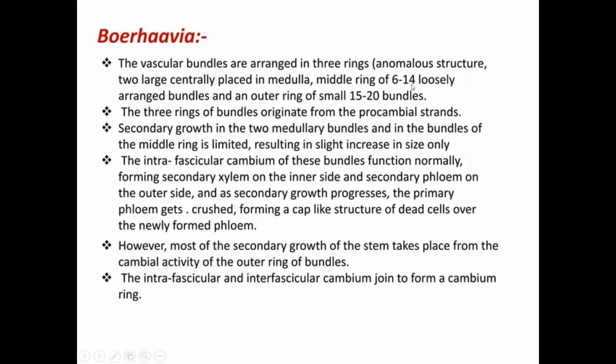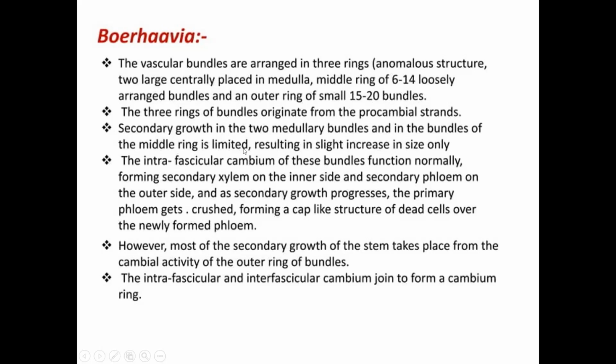Whereas the middle ring consists of 6 to 14 loosely arranged bundles. In the middle ring, it contains 6 to 14 vascular bundles, whereas the outer ring contains 15 to 20 vascular bundles. The 3 rings of bundles originate from the procambial strands only. The secondary growth in the 2 medullary bundles and in the bundles of the middle ring is limited.